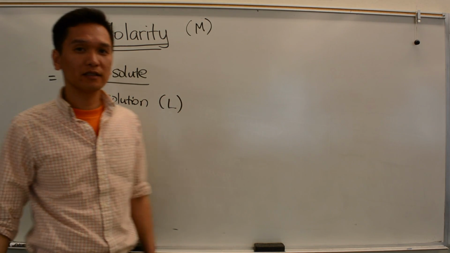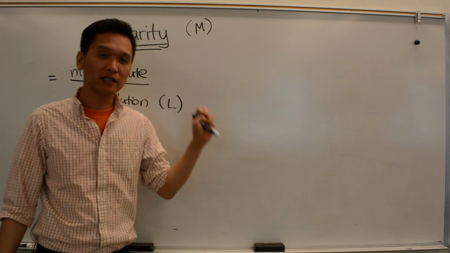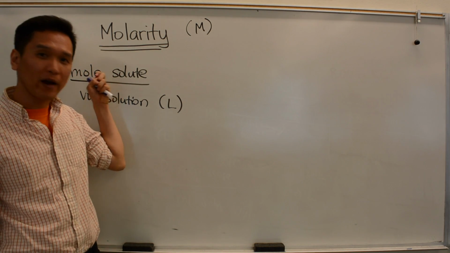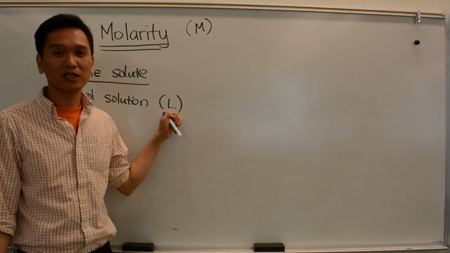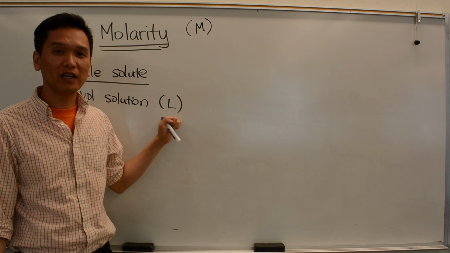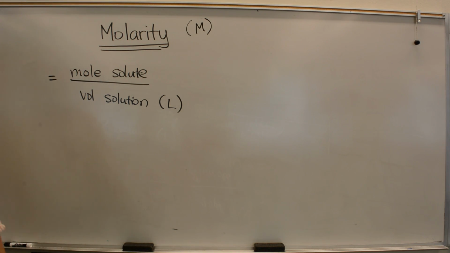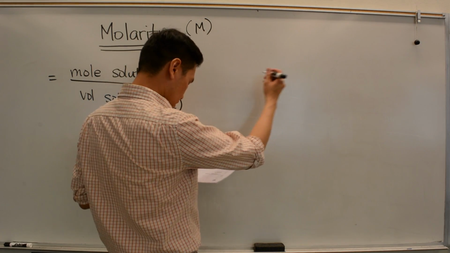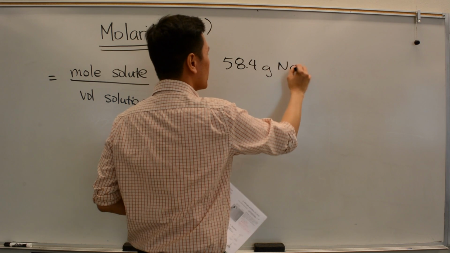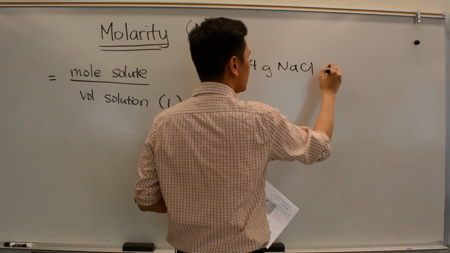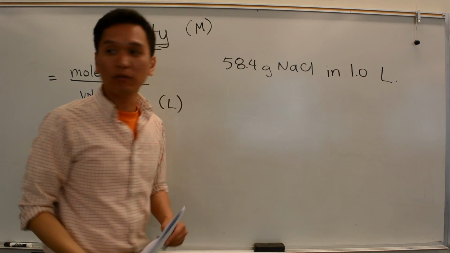specifically in liters. Okay, again, it's just a ratio of the solute versus the solution, but particularly for molarity, we're talking about moles, not grams or kilograms, but moles over liters of the solution. Not milliliters, but liters. So you have to first convert everything to liters. Okay? So for example, if I wanted to make a solution by dissolving 58.4 grams of sodium chloride in 1.0 liters of solution, what is my molarity?